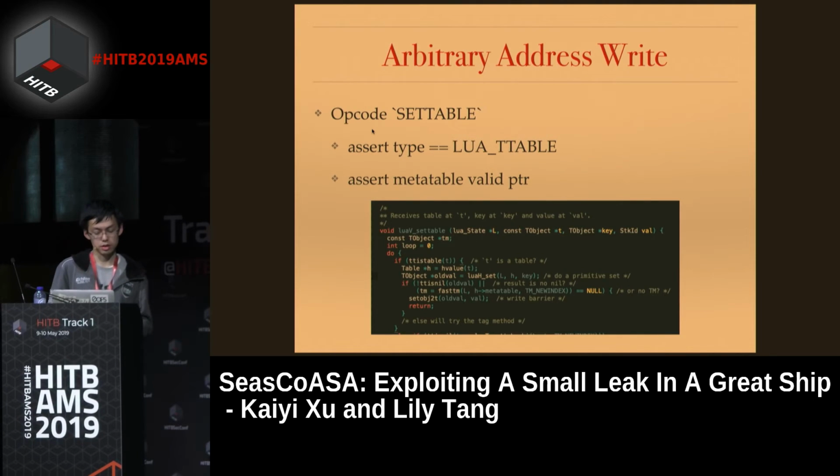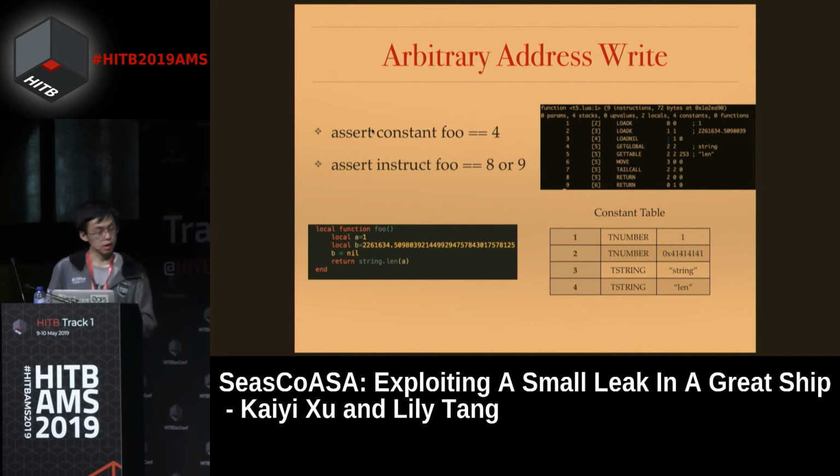To call set table successfully, we need to bypass the assertions in set table. First, we need to assert the type of our fake structure equal to LUA_TTABLE, and the second is to assert the metatable as a valid pointer. So the process can be like this. We can construct such a function: assert the count of const equal to 4, and assert the count of instructions equal to 8 or 9. This is our constructed function.